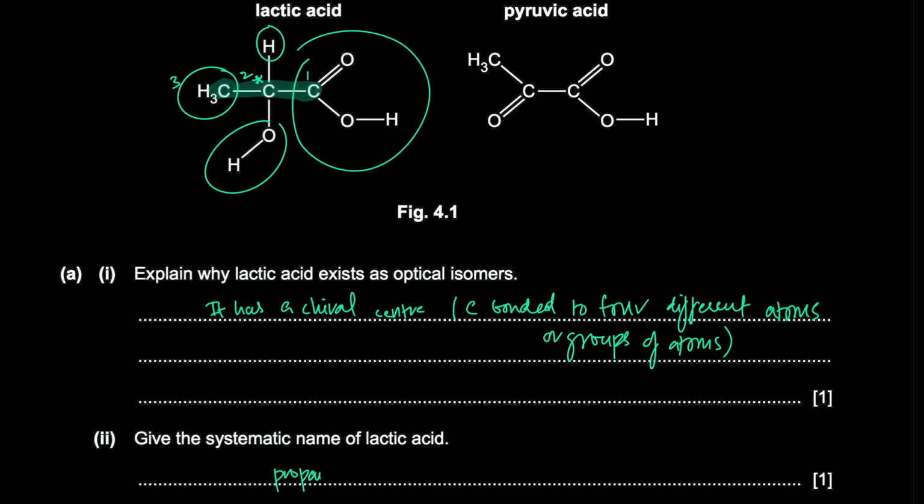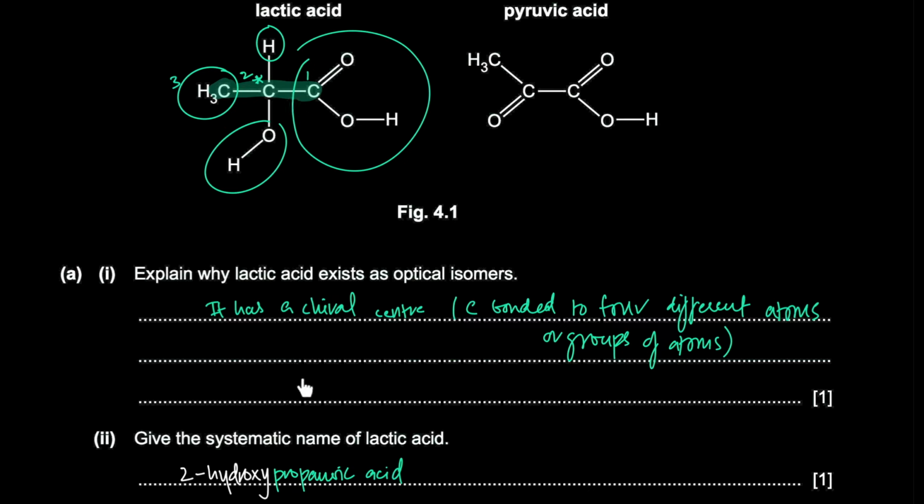Okay, propanoic acid. You don't have to number the carboxylic acid in the name because the carboxylic acid will be carbon number 1 by default, automatically. And then on carbon number 2, we have an OH group. So that makes this 2-hydroxy propanoic acid.